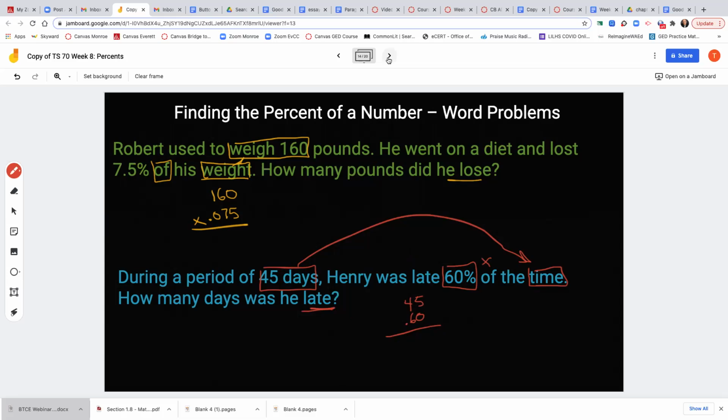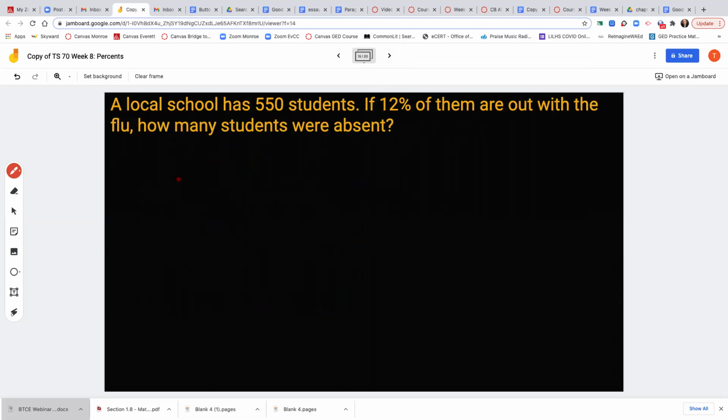All right. Let's take a look at another one. A local school has 550 students. If 12% of them, see, of, and the them here is this. This is the them. Okay.